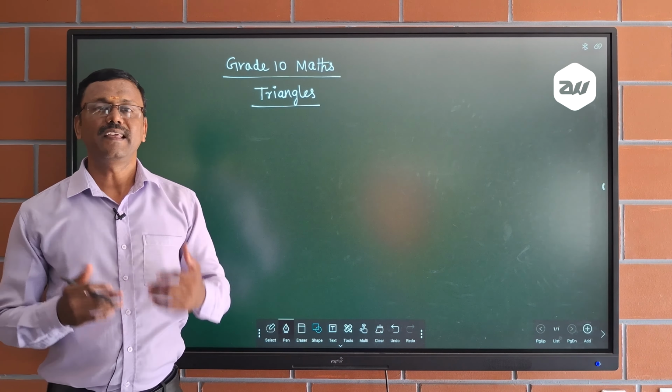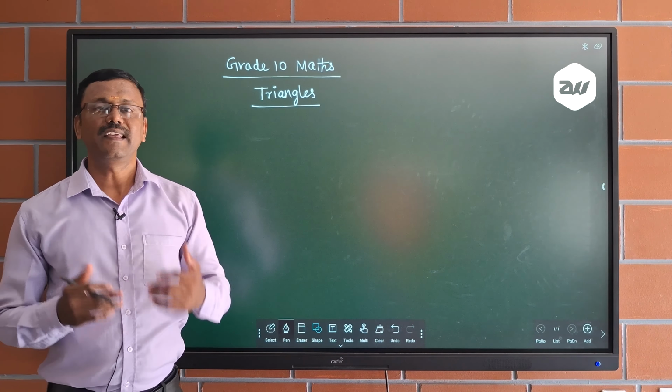Before we go to this theorem, I go back to grade 9 maths. In the quadrilateral chapter, we have seen the midpoint theorem and the converse of the midpoint theorem. Why am I saying this, sir? The basic proportionality theorem is a similar theorem to the converse of the midpoint theorem. Just a slight variation is there. So what does the converse of the midpoint theorem say?